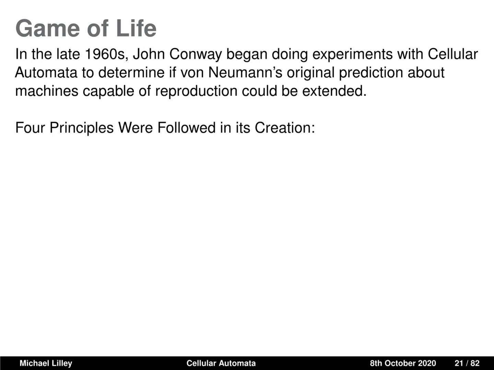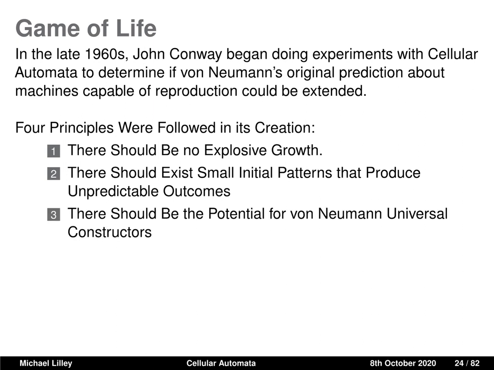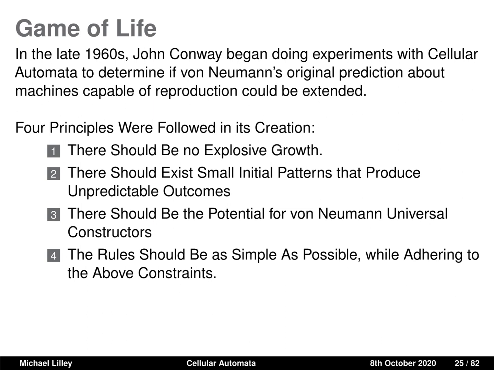Conway followed 4 principles when he was constructing his rules. Number 1, there should be no explosive growth. Number 2, there should exist small initial patterns that produce unpredictable outcomes. Number 3, there should be the potential for von Neumann universal constructors. We will get into what these are later on. Number 4, these rules should be as simple as possible while adhering to the above constraints.